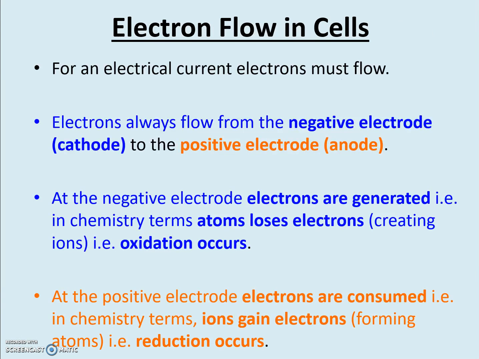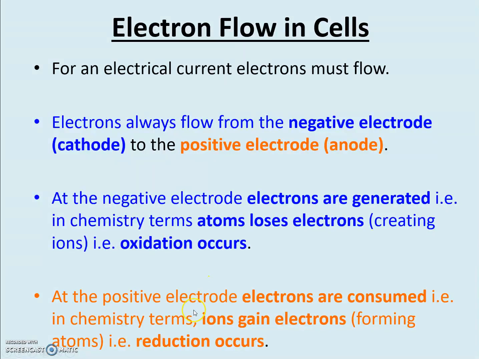Okay, now the main part of this is the electron flow in cells. So electrons will always flow from the negative electrode to the positive electrode. So at the negative electrode, electrons are generated. So if we're generating electrons, how are we doing it? Well, atoms are losing electrons, so we're creating ions. So if atoms are losing electrons, that is an oxidation process.